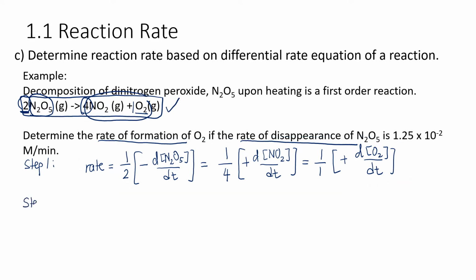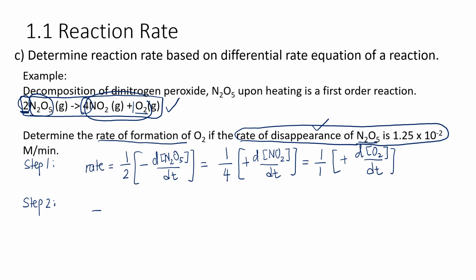So step number 2, we must look at the question, what is being given and what we want to find. So we are being given the rate of disappearance of N2O5, which is equal to 1.25 times 10 to the power of -2 molar per minute. So N2O5 is the reactant, and therefore it will disappear as the reactions proceed. Okay, so therefore to write the expression, we must have the negative sign to indicate that it is a reactant and the concentrations of it will decrease as the reactions proceed.